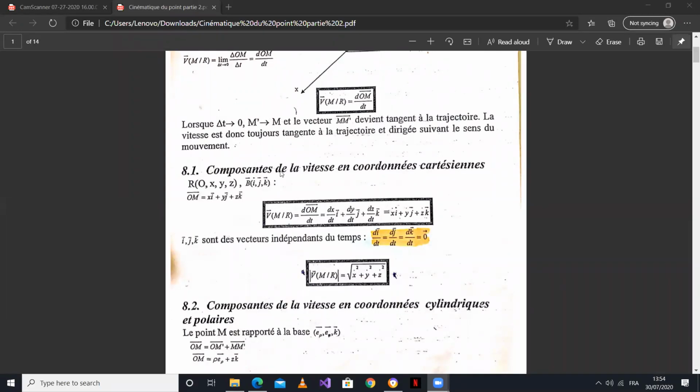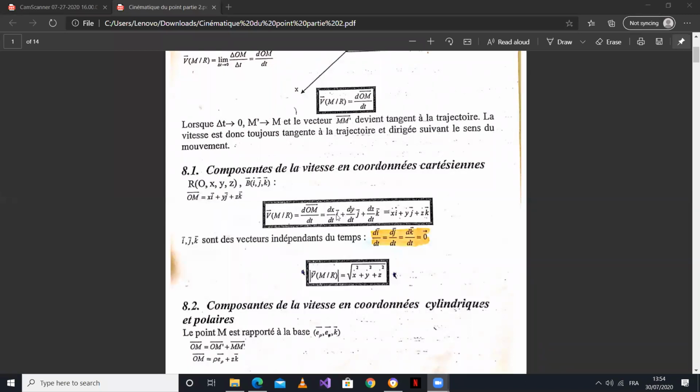So we have the composantes de la vitesse en coordonnées cartésiennes. Okay, so here is going to be a new notation. It's nothing to be freaked out about. It's just simple. So we begin with our vector position OM, equal to xi plus yj plus zk. So the vector vitesse here is going to be the derivative of this, de OM par rapport à t.